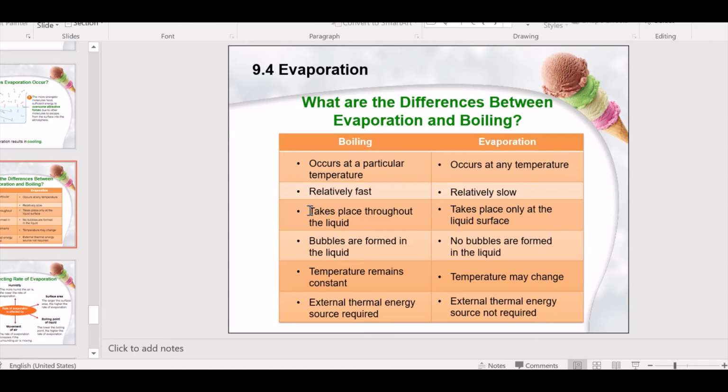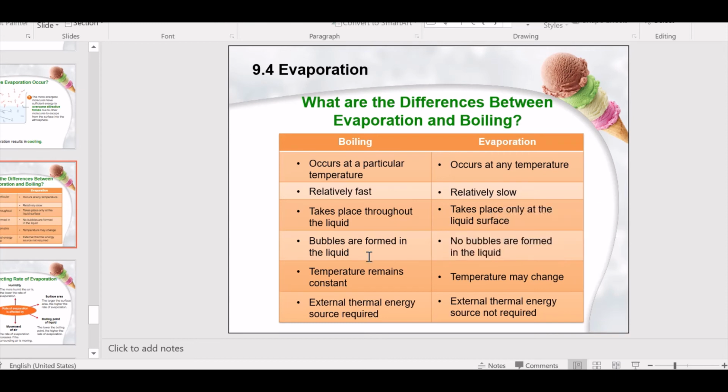And next, boiling takes place throughout the liquid. That means when you see that the bubbles are being formed and the water is actually boiling, you can see that boiling occurs at every single part of the container of the liquid. But evaporation only takes place at the liquid surface. So if you hang your clothes out, the outer layer of your clothes will dry out faster first, and then the inside. Bubbles are formed in boiling, but no bubbles are formed in evaporation.